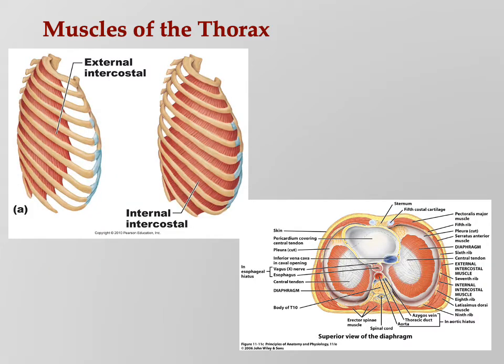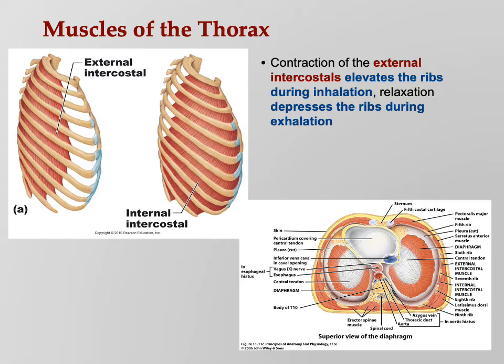So muscles of the thorax, continuing, you have muscles called intercostal muscles. Where are you going to find those? Inter, between, costal, remember the root word rib. So where do you find the intercostals? In between the ribs, damn it. So what do they do? They elevate the ribs during inhalation, and during relaxation depresses the ribs during exhalation.